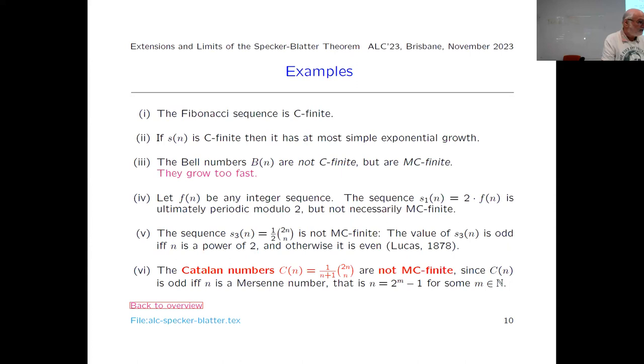Now, Specker uses one example of something which is not MC-finite, which he found in the literature. It's the sequence half of 2n choose n. And it was studied by Lucas in 1878, but this was not published. It is residing in the library of the French Academy of Science and was later discovered. And he showed that this sequence is odd if and only if n is a power of 2, and otherwise it is even. So this gives you a non-MC-finite sequence. And then what Specker didn't notice is that the Catalan numbers, which are similarly defined, are not MC-finite as well. And this is well studied in the literature with a similar property. Cn is odd if and only if n is a Mersenne number, otherwise even. Okay, so this gives you a non-MC-finite sequence.